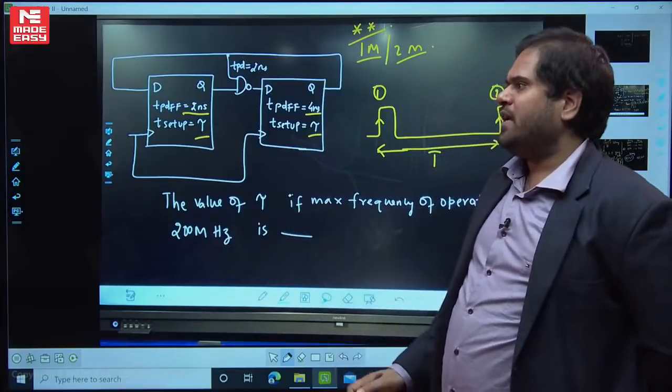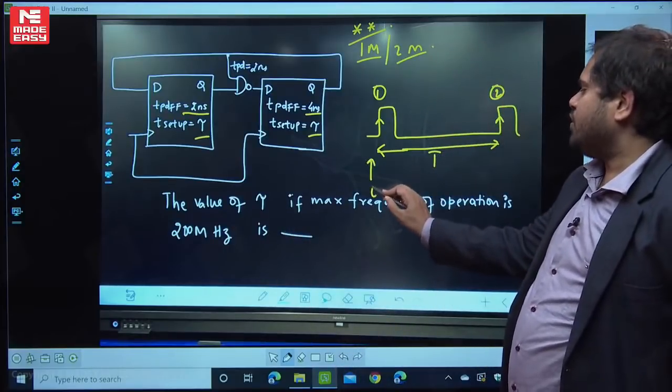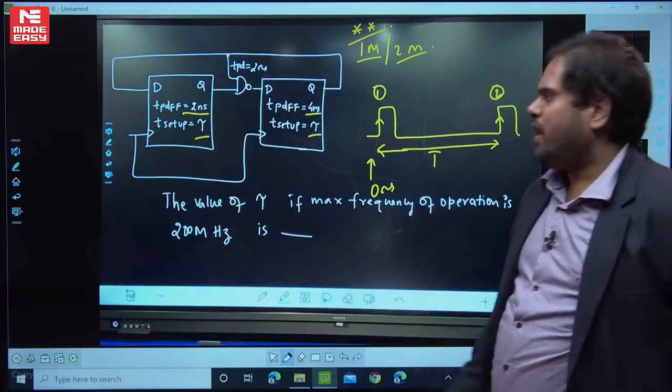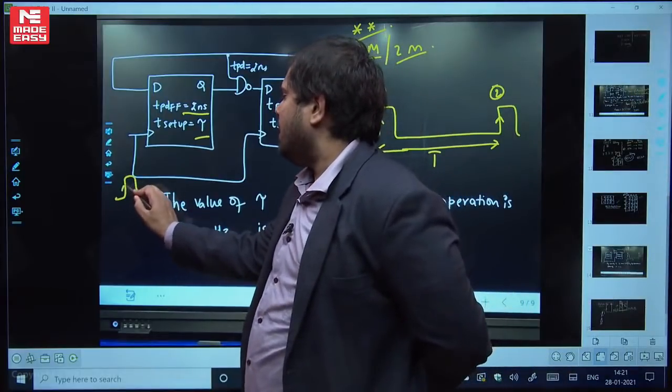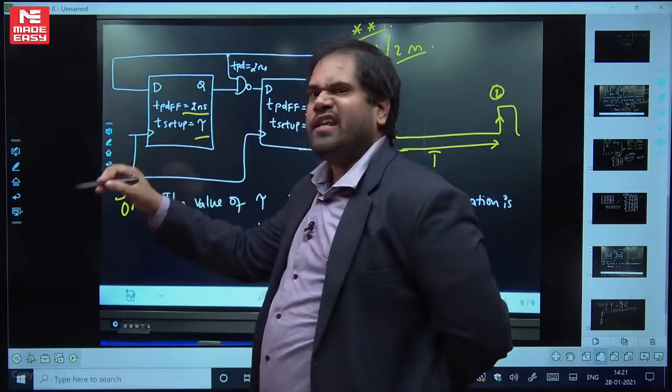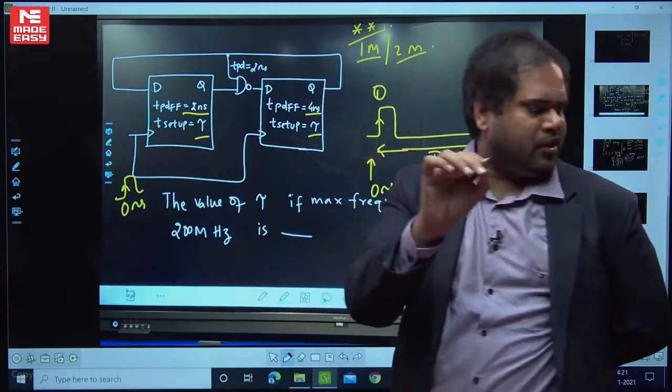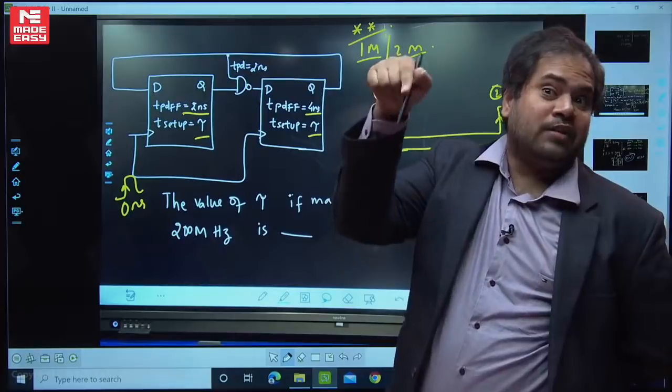Let's start. Suppose at 0 nanoseconds you apply the first clock pulse. I'm applying the first clock cycle at 0 nanoseconds. So when can I apply the second clock cycle is the question.